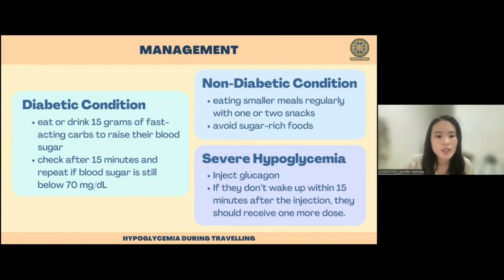If the individual is conscious and able to swallow, a quick-acting sugar source such as fruit juice or a regular soft drink should be provided, followed by a long-acting sugar source such as cheese and crackers or a meat sandwich. It is very crucial to educate those around individuals with diabetes on how to test blood sugar levels and also address hypoglycemia promptly, especially when they are traveling.